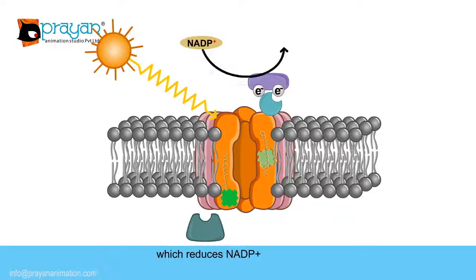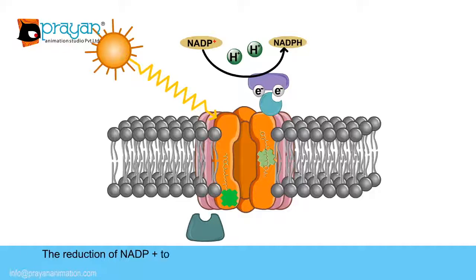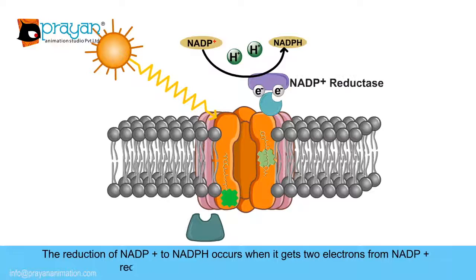NADP+ to NADPH. The reduction of NADP+ to NADPH occurs when it gets two electrons from NADP+ reductase and two hydrogen ions from the stroma.